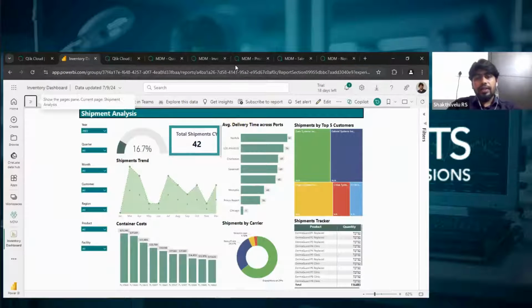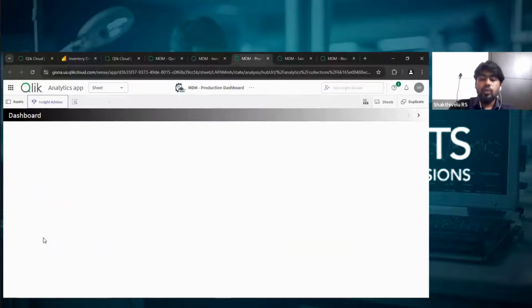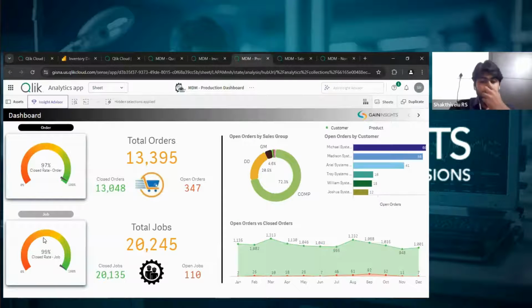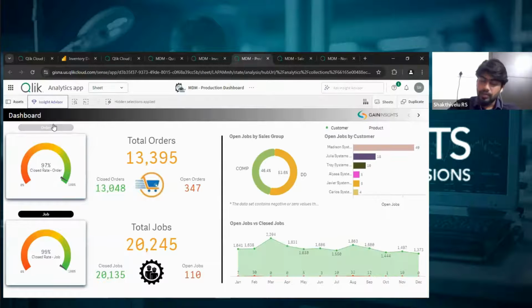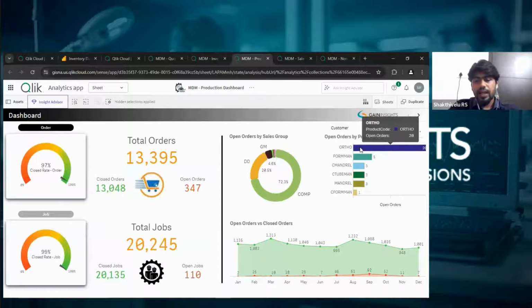Okay, now I have a clear understanding of what my stock is. Time to know what the state of my production cycle is. So for that, here we are at the production dashboard. I know what the count of my orders is, how many jobs are to be done. If I decide to switch between them, I'll be able to do that also. So for now, let me stick with orders. Once I stick with orders, I'll move to the product, and I understand that I have so many open orders by product, and I analyze that Ortho has so many open orders.